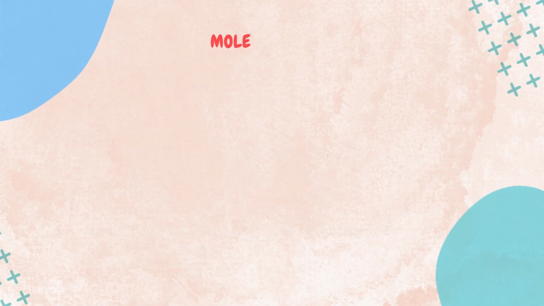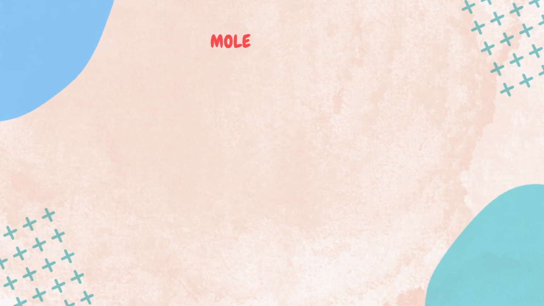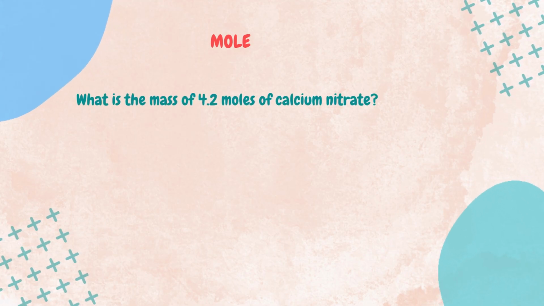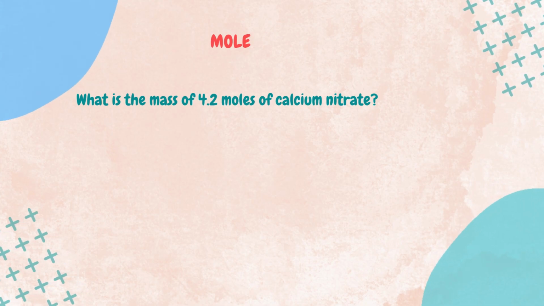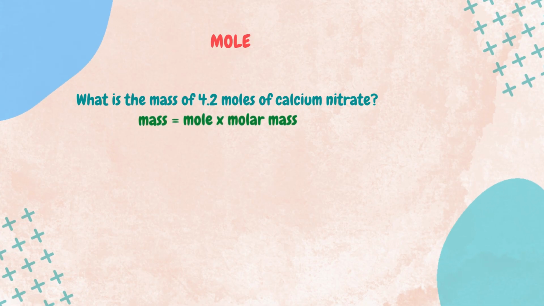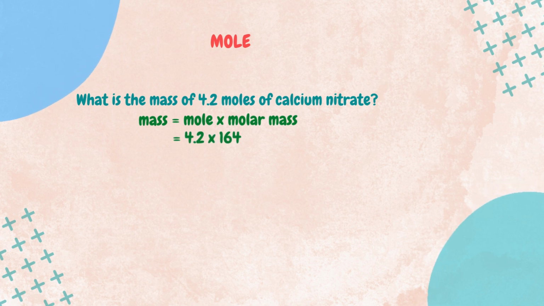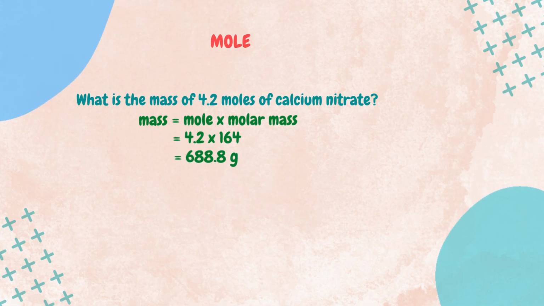Let's now see how to find the mass of a substance when given the moles. What is the mass of 4.2 moles of calcium nitrate? The formula then becomes mass is equal to mole times the molar mass of calcium nitrate. The moles given is 4.2 moles. The molar mass of calcium nitrate is 164. 4.2 times 164 gives 688.8 grams. So 4.2 moles of calcium nitrate contains 688.8 grams.